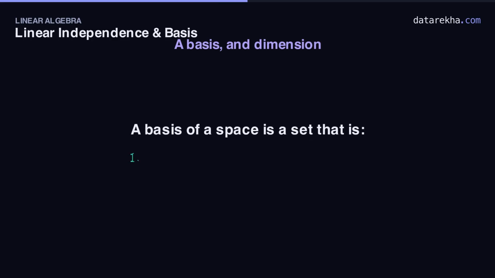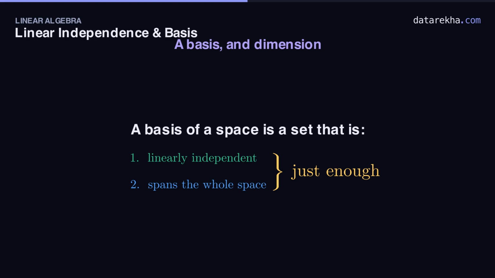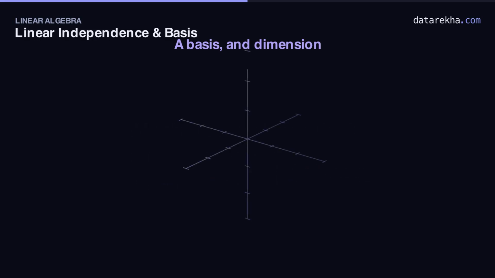Put those 2 ideas together and you get the star of the show, a basis. A basis is a set that does 2 jobs at once. It is linearly independent, so nothing in it is wasted, and it spans the whole space, so nothing is missing. It's the Goldilocks set. Not too few, so arrows reach everywhere. Not too many, so that some become redundant. Just enough. Exactly enough. Here is the cleanest basis of all, for 3-dimensional space.